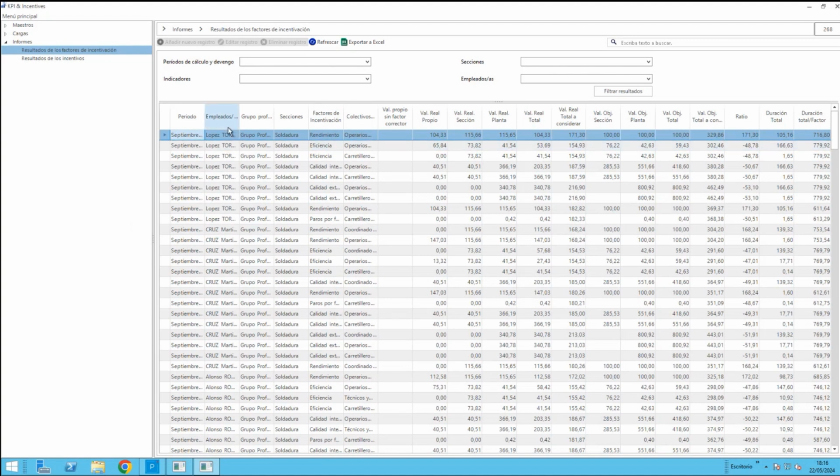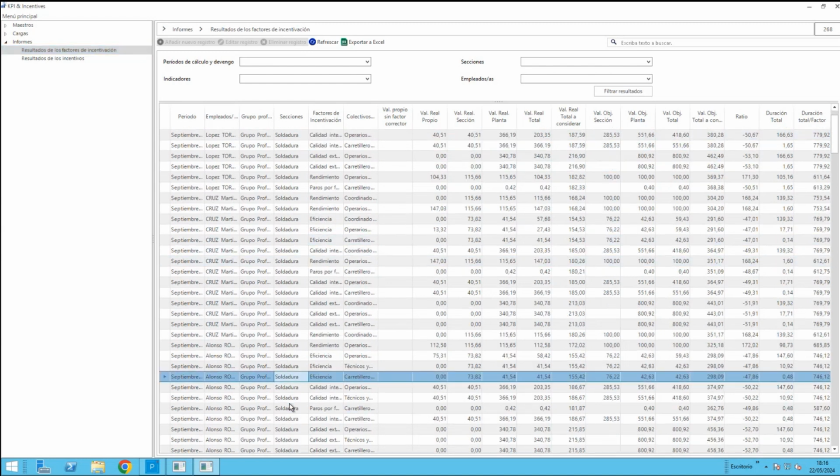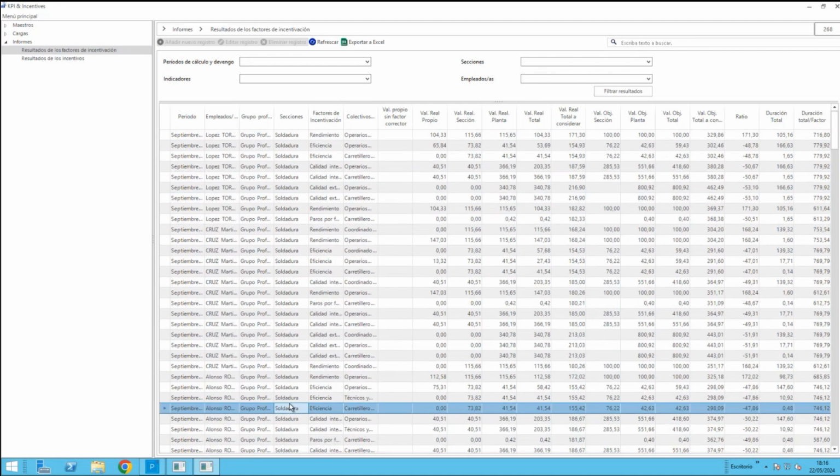These results can be analyzed at different levels, individual, section, or plant, with a global comparison against objectives. By period, by employee, by section, by incentive factor, and by employee group.